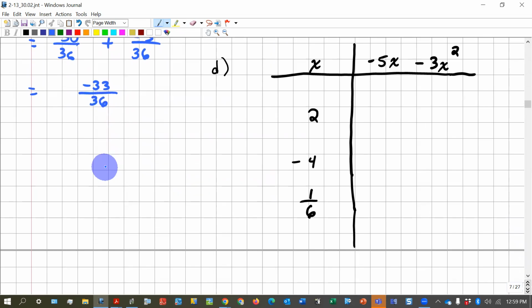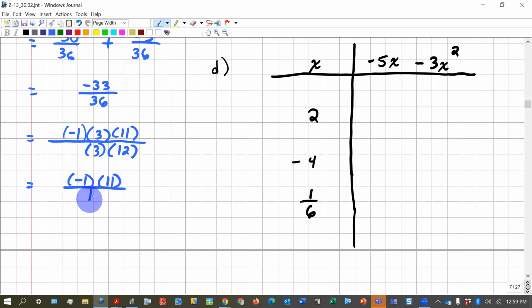And this time there's a common factor. Three times 11 is 33. So -1 times 3 times 11 is -33. And 36 is 3 times 12. The 3's divide out. And we end up with -11/12.